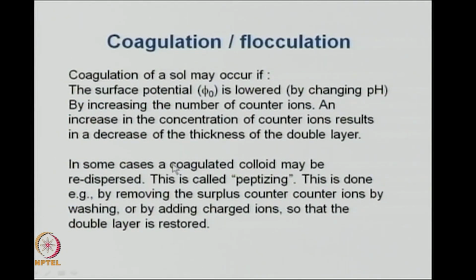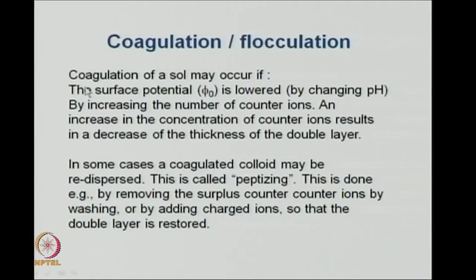So, this is a very important property in sol gel science, to understand the nature of the charged surface on the particles and the charges which will develop in a particular kind of solution whose pH can be varied. Now, if you have a sol, you can get coagulation, that means the particles are trying to aggregate. If the surface potential is lowered, that is, if you change the pH, then you can start getting agglomeration, which is called coagulation or flocculation.